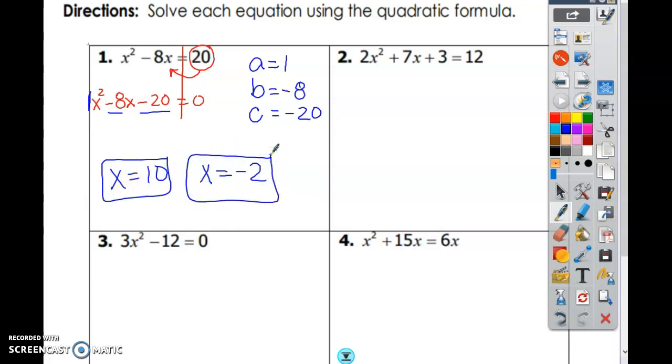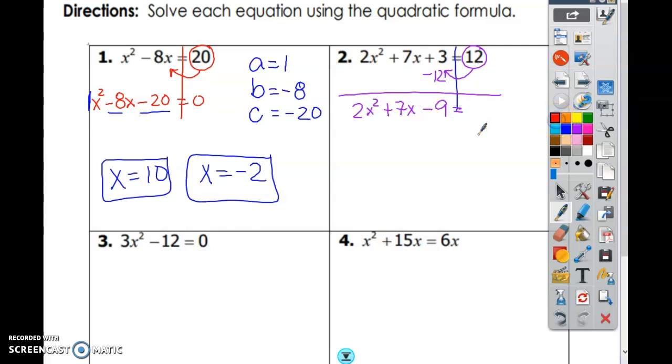Okay, and it can also give you decimals. So try it with this one. This needs to be moved over, changed to a minus 12, right? 3 minus 12 is how much? What's 3 minus 12? Negative 9. Bring this down. That's 2x squared plus 7x minus 9.